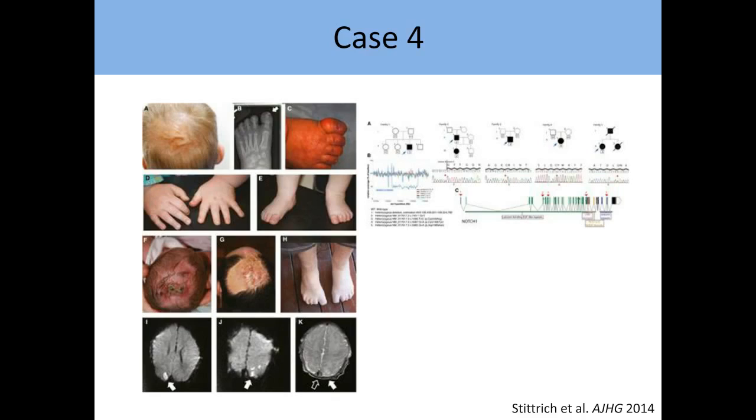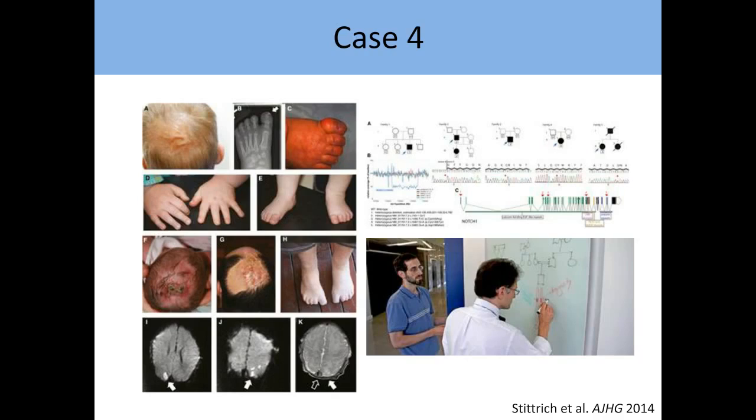And actually, since this was published, our other collaborators who continue to work on this condition have found a 6th gene. So now there's 6 genes that can explain Adams-Oliver. Again, a really fast-moving field here.